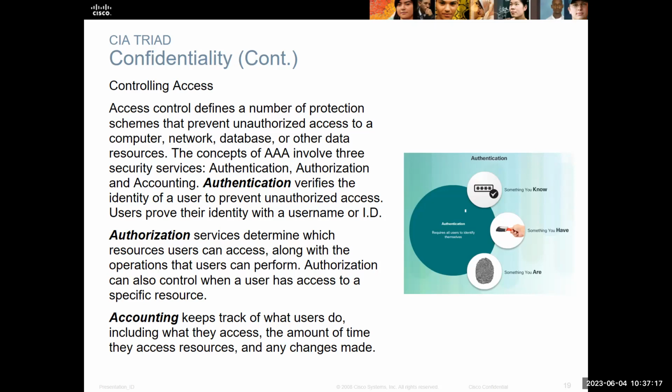Controlling access, we deal with AAA: authentication, authorization, and accounting. Authentication requires all users to identify themselves by something they know, something they have, or something they are. In authorization, services determine which resources a user can access. In accounting, whatever you access as the system user, the system keeps track of it in case of auditing, conflict resolution, or a security alert. All these are quite handy when it comes to login. I hope it is clear.